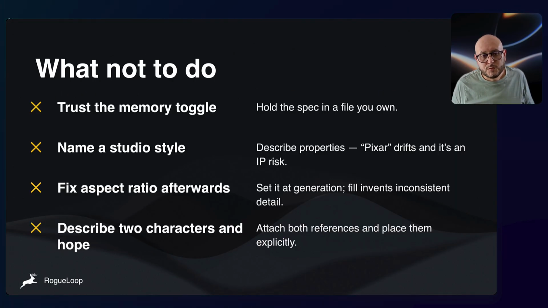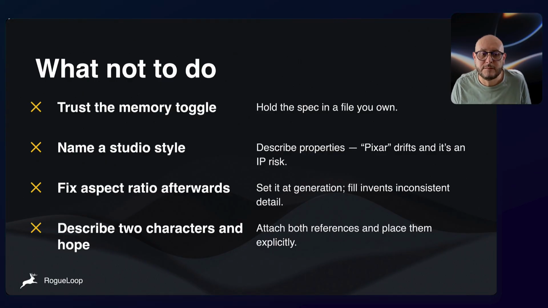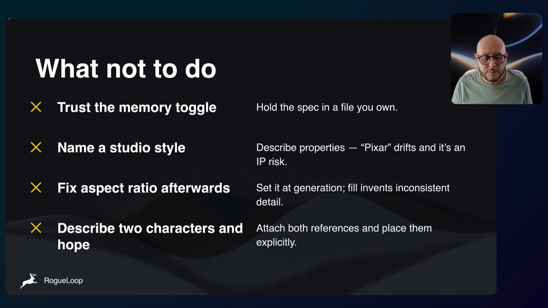So what not to do? Well, don't trust the memory toggle in your AI provider. That sometimes drifts, I found. Hold the spec in a file you own, and you can provide that. In some instances, like in Claude, you may be able to do that with Cowork, for example, more effectively. Don't name a studio style. I mentioned, IP risks are there. Come up with your own. Don't fix the aspect ratio afterwards. Set it at the generation of the image, otherwise you'll have to regenerate it again and again.